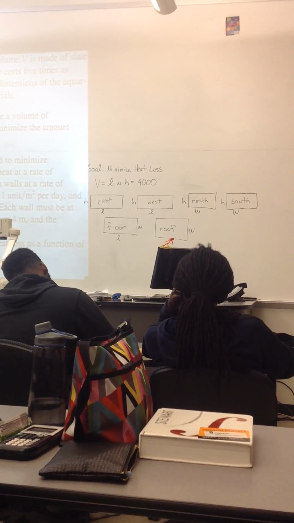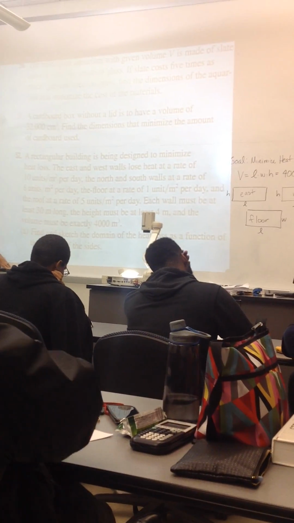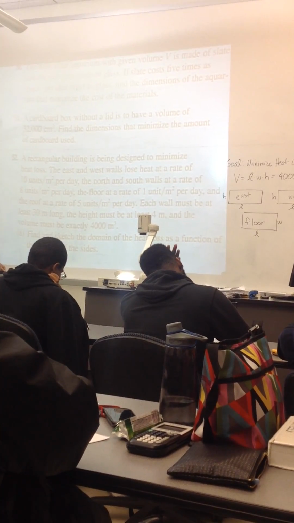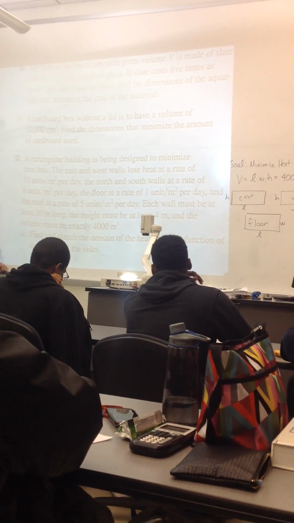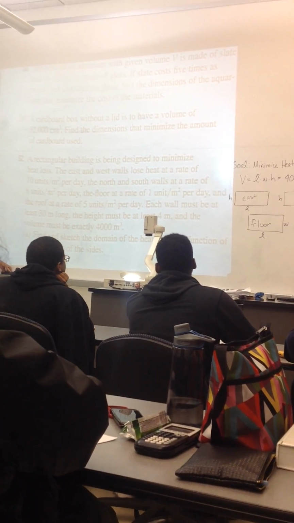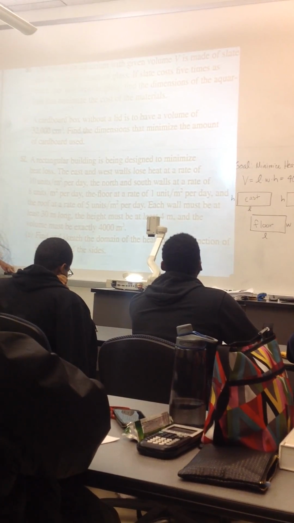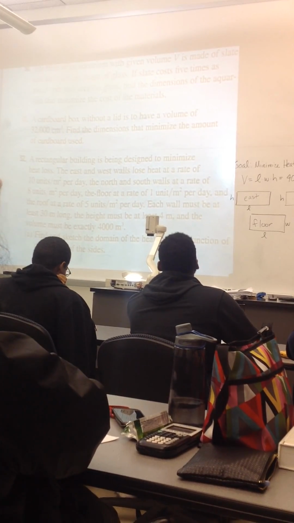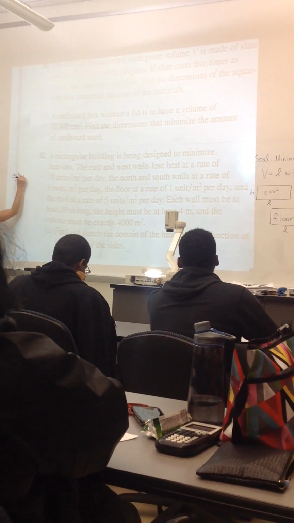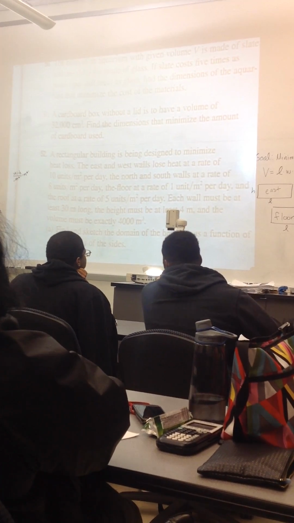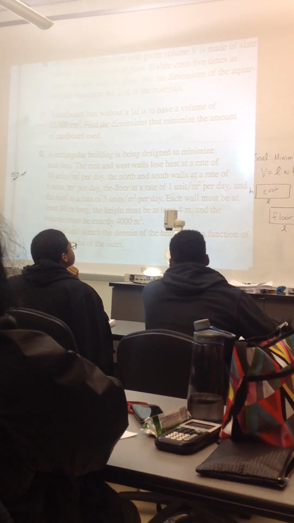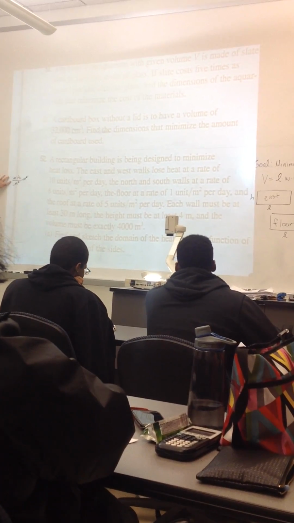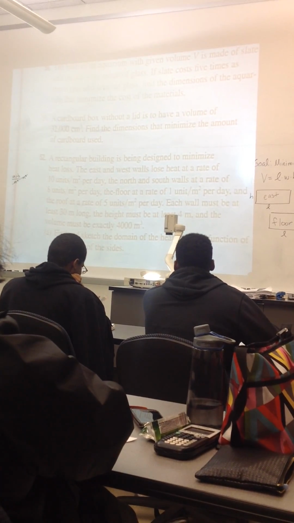So the east and west walls lose heat at a rate of 10 units per square meter per day. So if I take the area of the east wall, it would be in square meters, and if I multiplied it by units of heat per square meter, I will get the total units of heat lost by the east wall. So that's the unit analysis we're going to use to build our formula.